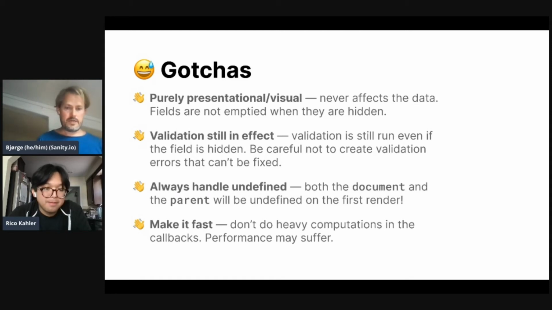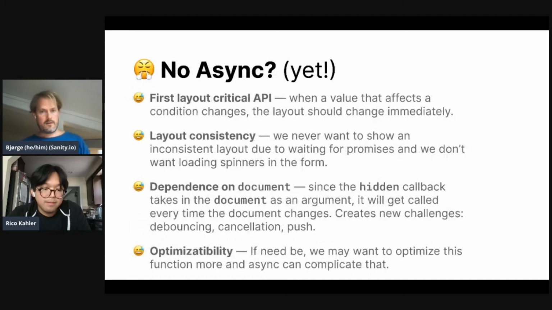Another thing to be aware of is that this happens in the view, in the render loop. So make sure to do as cheap a computation as possible. If you do a lot of data wrangling in the callback function, you might get a performance hit from that. So try to make the test as simple as possible. And I'll give the word to Rico for the rest.